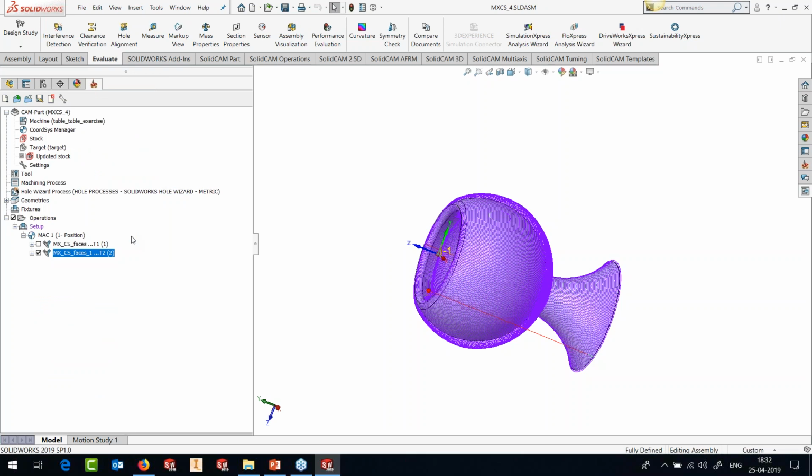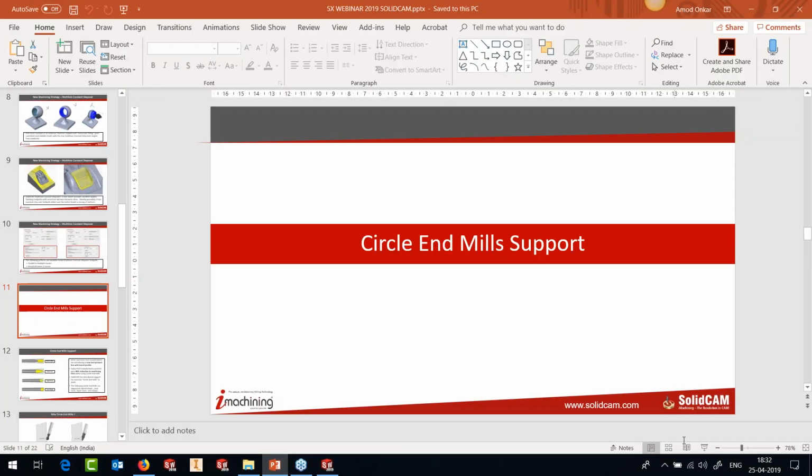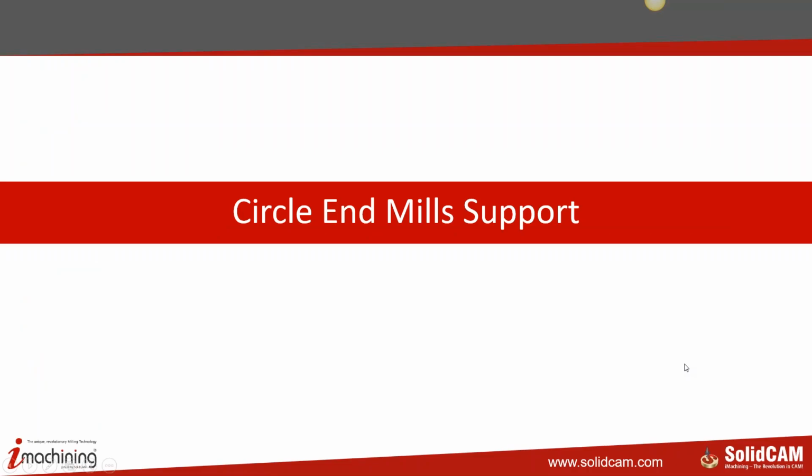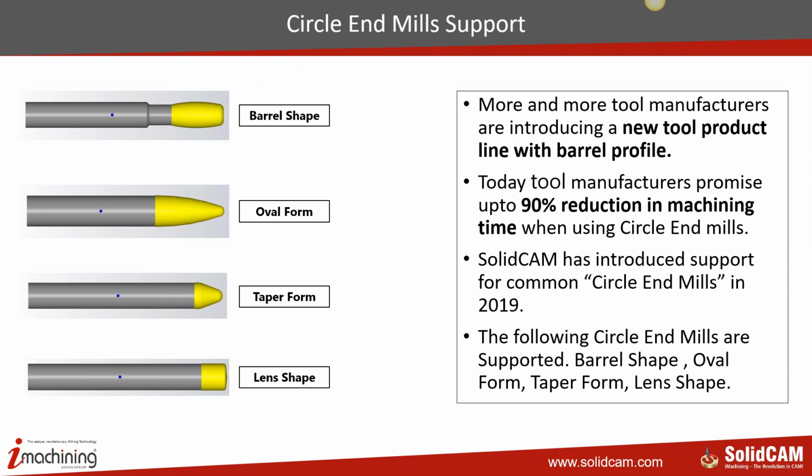Let's look at another major enhancement that we did in 2019, and this was a long pending request from the majority of our customers and even our own staff about the support for circle end mills or barrel tools. Starting 2019, we now support 4 different forms of circle end mills: the barrel shape, oval form, taper form, and lens shape. So we are supporting 4 different shapes of barrel tools.